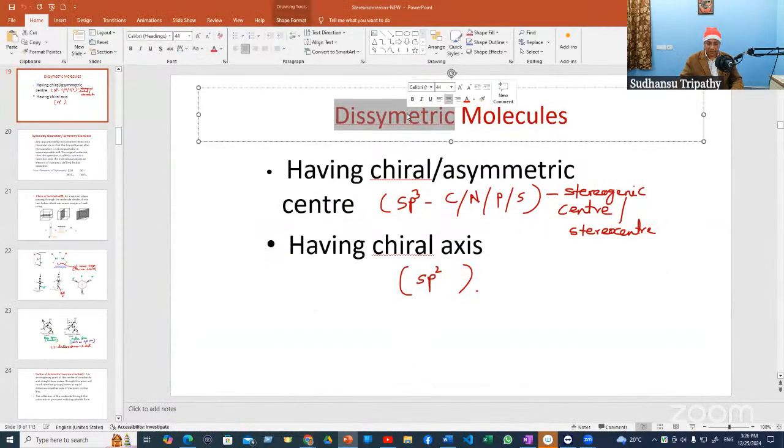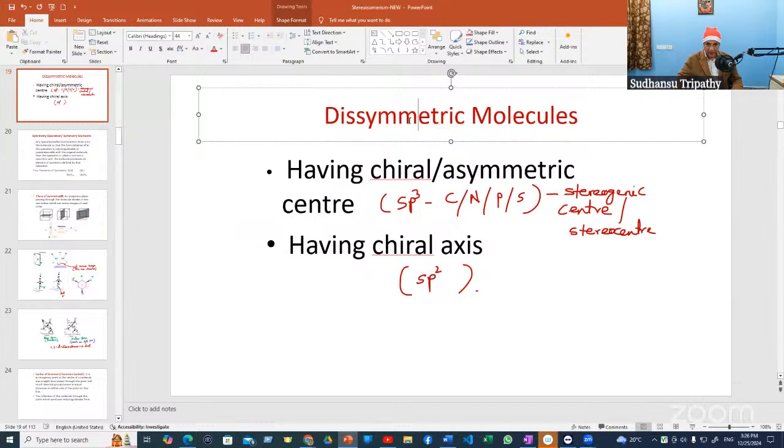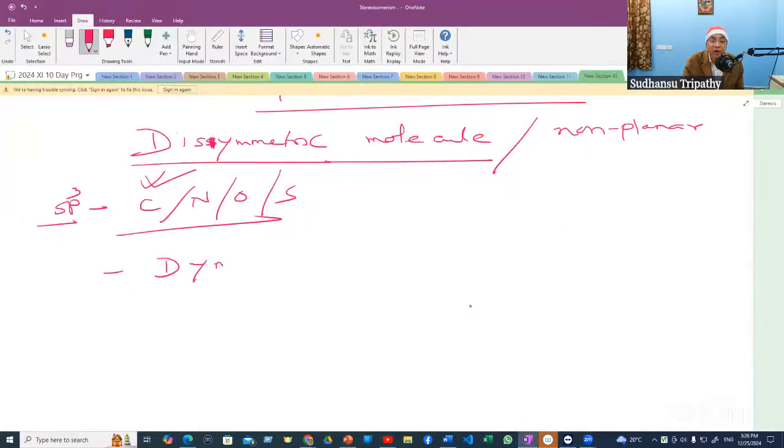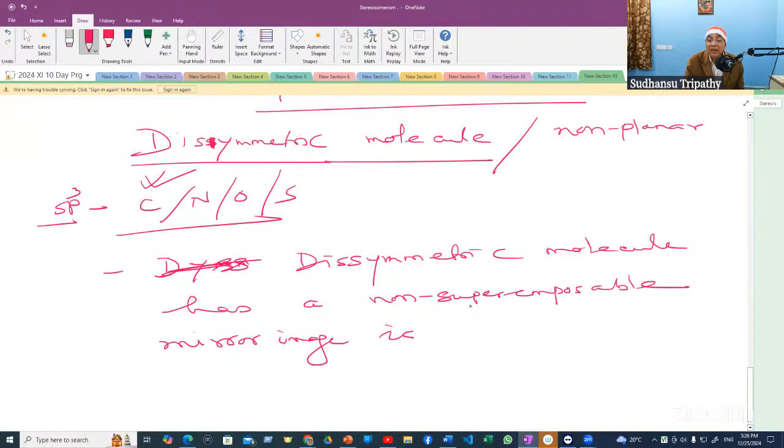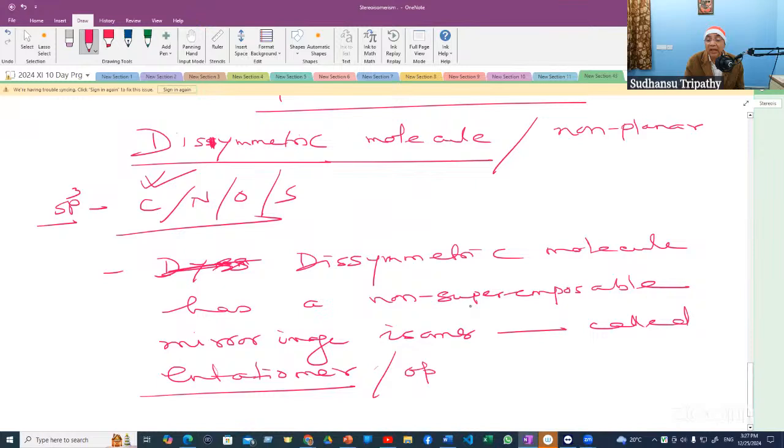So here I have made a mistake in the original file. So, dissymmetric molecule, sorry, a dissymmetric molecule has a non-superimposable, that's the beauty, I will show you, mirror image isomer, and that is called enantiomer or optical antipode.